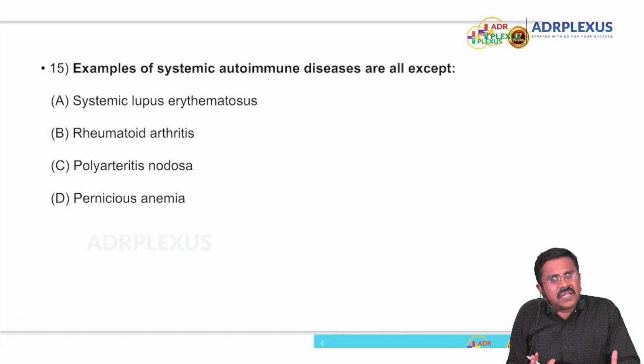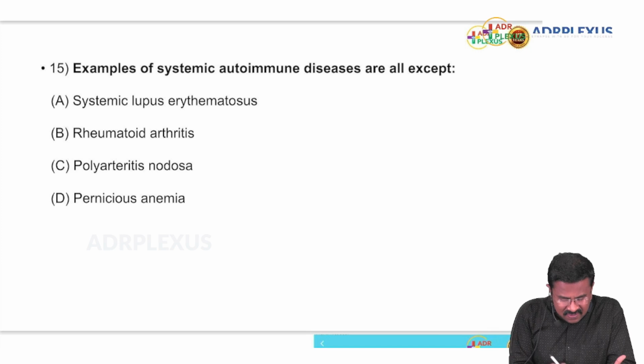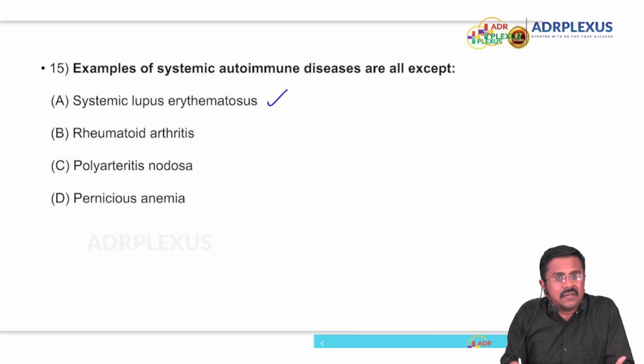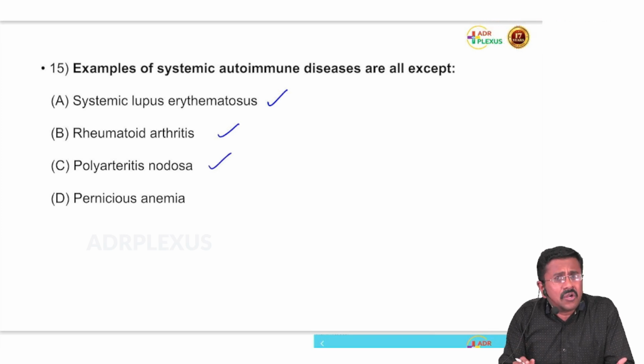Examples of systemic autoimmune diseases are all except. So the first option says systemic lupus erythematosus. Yes, so the word itself says that it is systemic. The second one, rheumatoid arthritis, and the third one, polyarteritis nodosa. All are systemic autoimmune diseases.